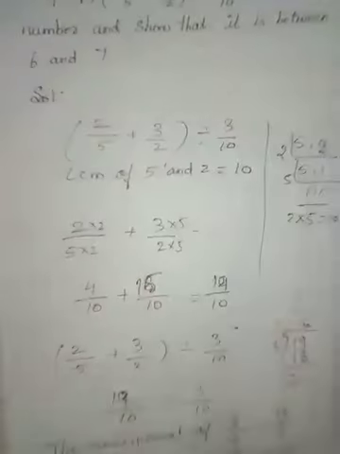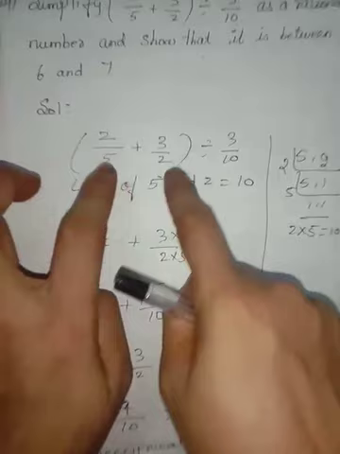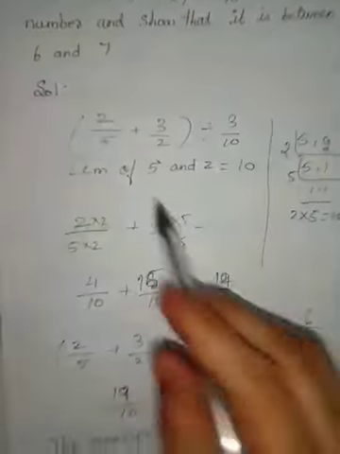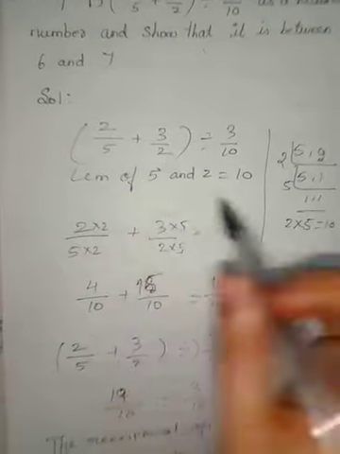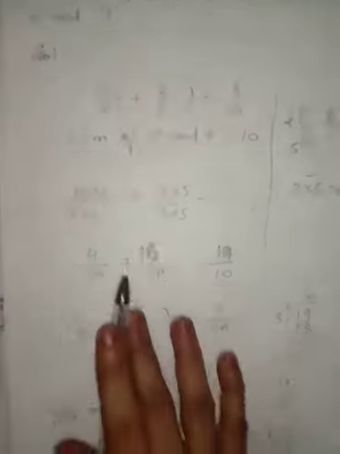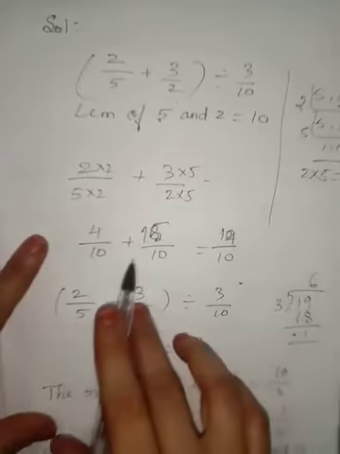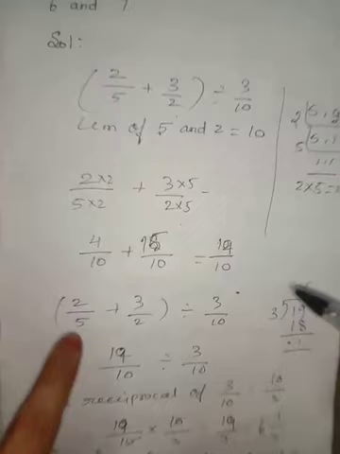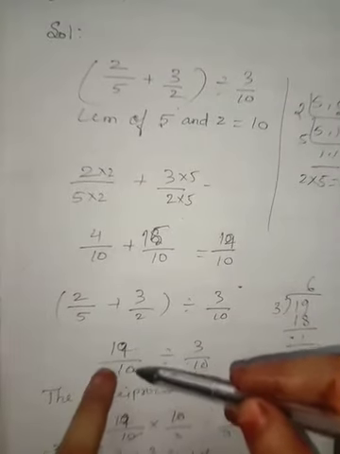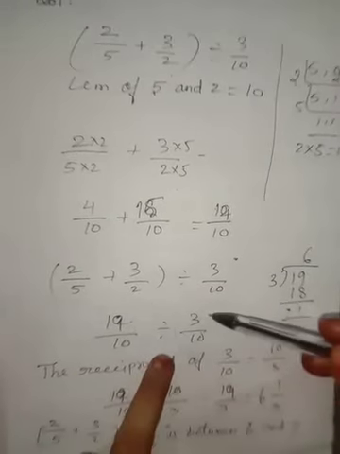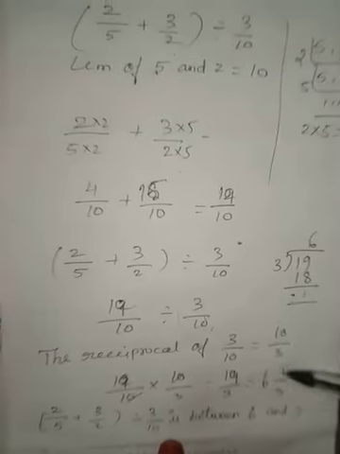Okay. So we solve the bracket first: 2 by 5 plus 3 by 2. The denominators are unlike, so we must find the LCM and convert them into like denominators. So we get 4 by 10 plus 15 by 10. It gives 19 by 10. 19 by 10 multiplied with the reciprocal of the divisor 3 by 10 gives 6 1 by 3.